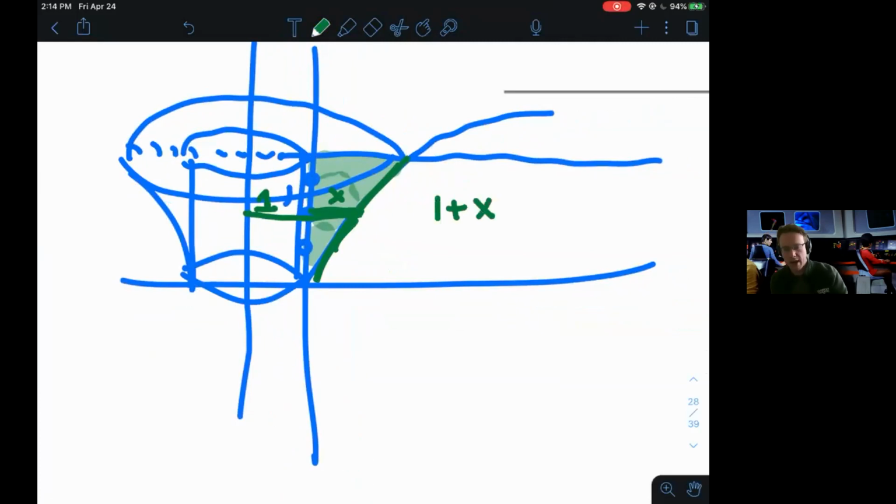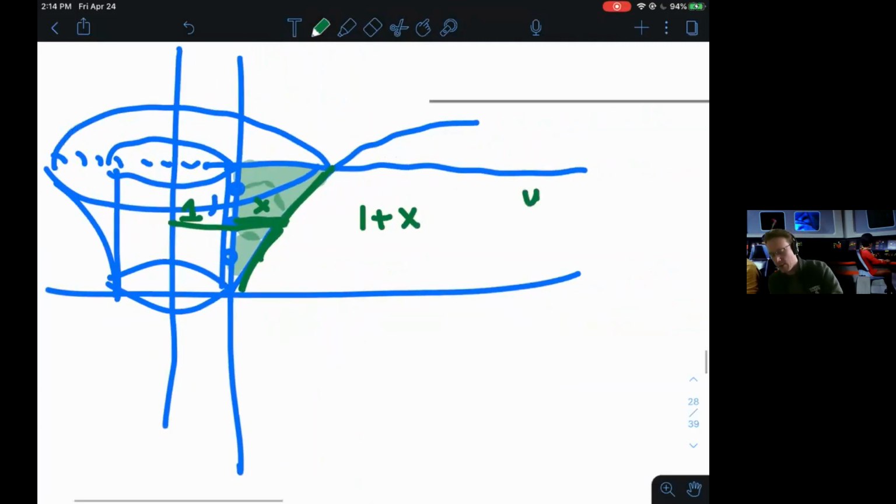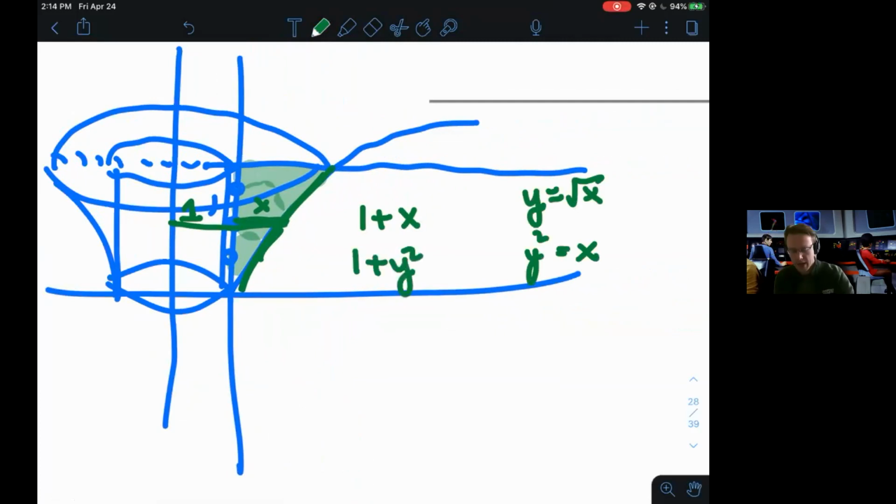Again, we know the x value for this. It's still going to come from the same equation, y equals root x. And you could solve x equals y squared. And so 1 plus y squared, that would be the radius. But now this would just be the outer radius, right? You would also have to talk about the inner radius as well.